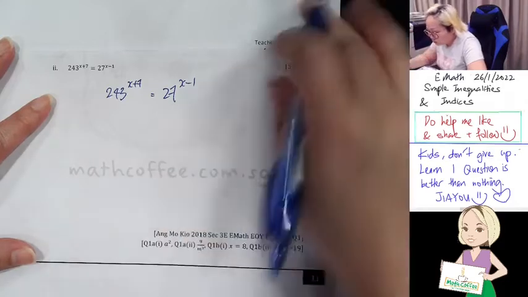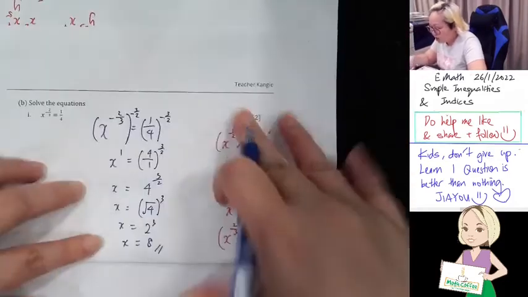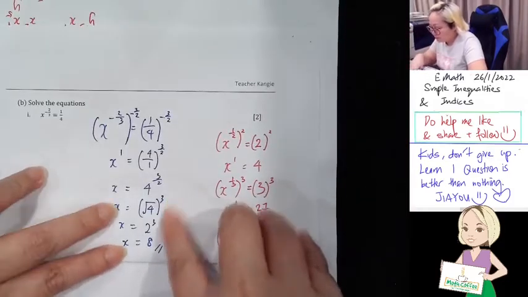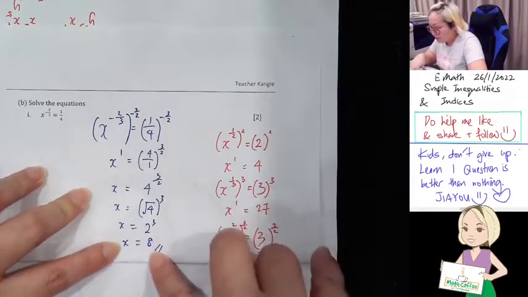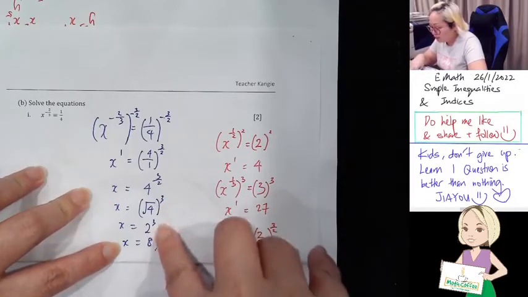The part I thought was 2. Oh, you forgot to cube, huh? Okay, so remember to cube it. So it's 2 to the power of 3, so it's 8, huh?